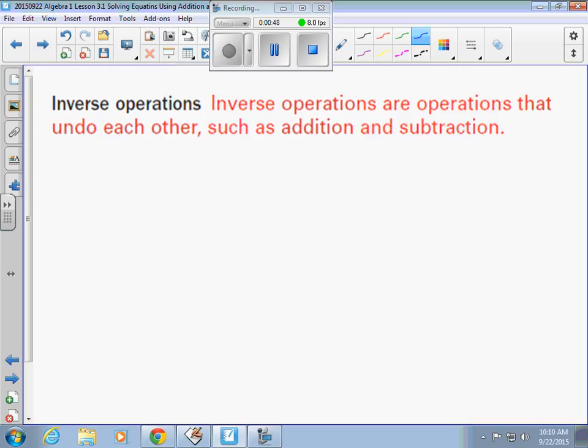Inverse operations are the operations that undo each other. Addition undoes subtraction, and subtraction undoes addition. The same thing is said when we get to multiplication and division. Multiplication undoes division, and division undoes multiplication. Those are the operations that cancel each other out.